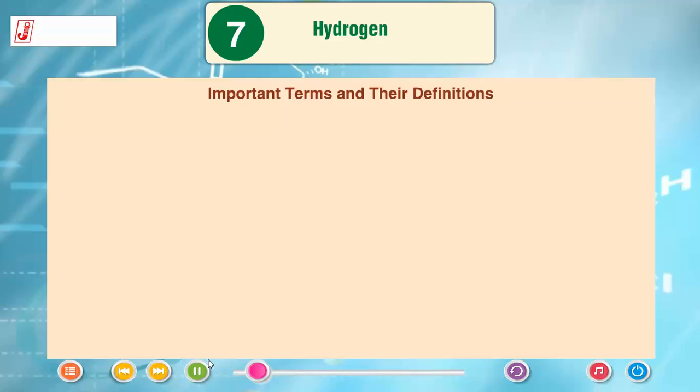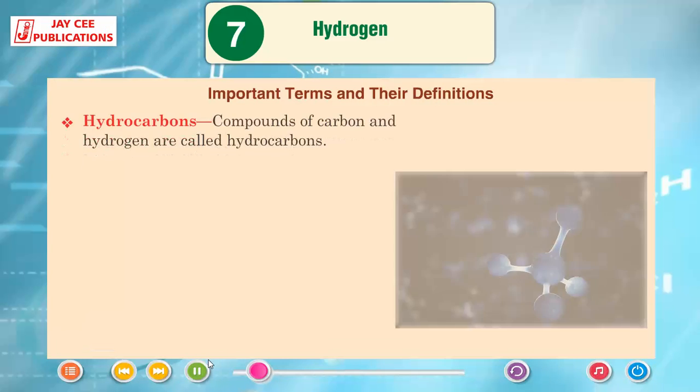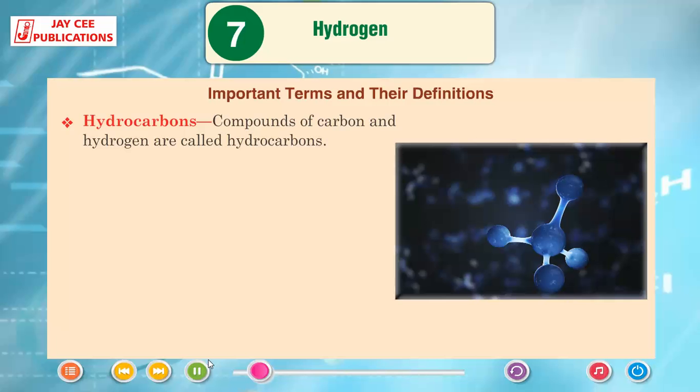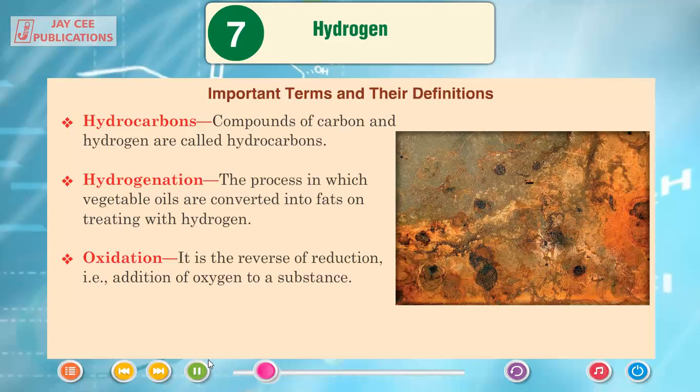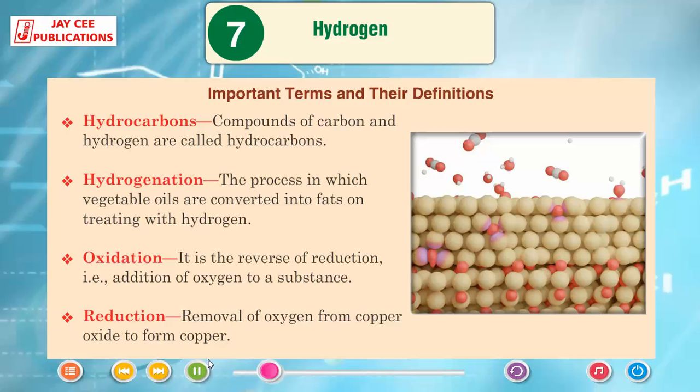Important terms and their definitions. Hydrocarbons: compounds of carbon and hydrogen are called hydrocarbons. Hydrogenation: the process in which vegetable oils are converted into fats on treating with hydrogen. Oxidation: it is the reverse of reduction, that is, addition of oxygen to a substance. Reduction: removal of oxygen from copper oxide to form copper.